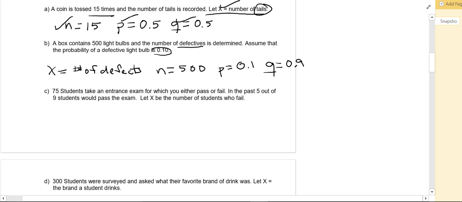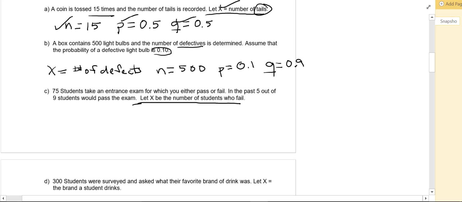75 students are taking an entrance exam for which you either pass or fail. In the past, 5 out of 9 students would pass the exam. Let x be the number of students who fail. So here we're letting x be the number of students who fail. You either pass or fail, one of two outcomes. We're counting how many students fail out of 75. So yes, this is binomial.